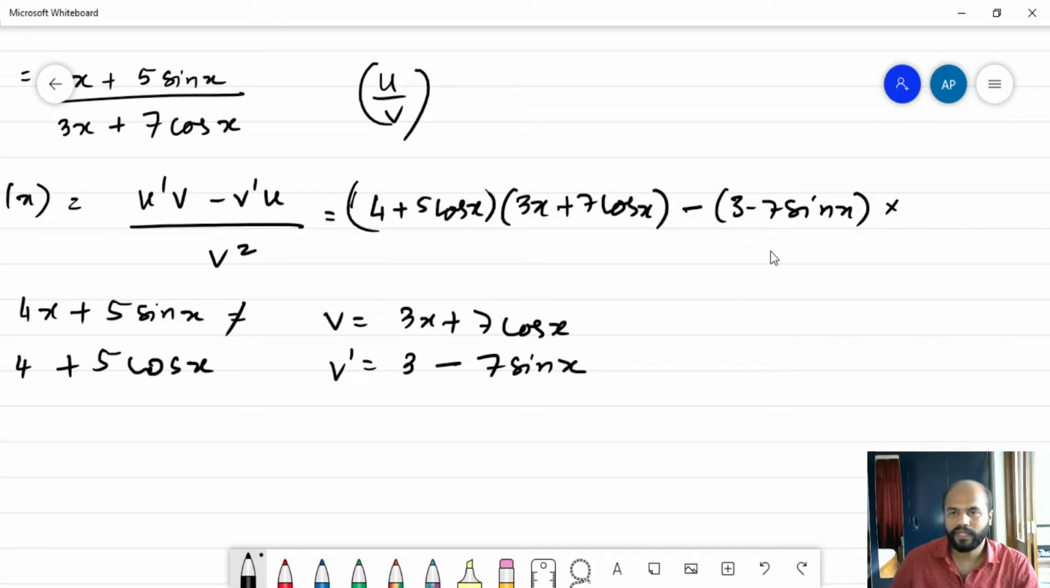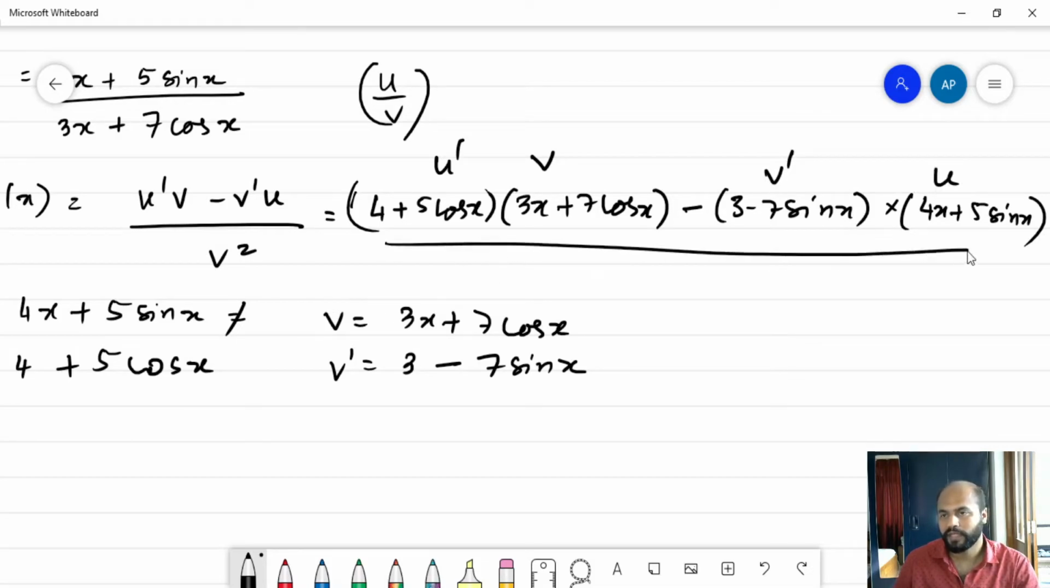And this is going to be v dash, that is 3 minus 7 sin x into u, which is going to be 4x plus 5 sin x. So u dash v minus v dash u divided by square of the second function, that is 3x plus 7 cos x, the whole square. That is going to be the derivative. Of course, for the final answer to come, we will have to multiply this and get the final function.